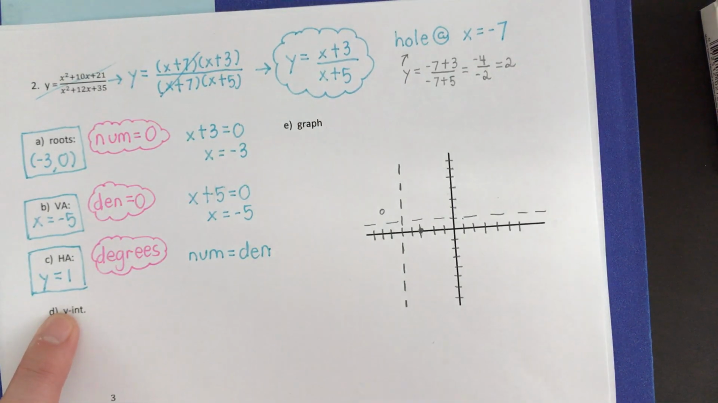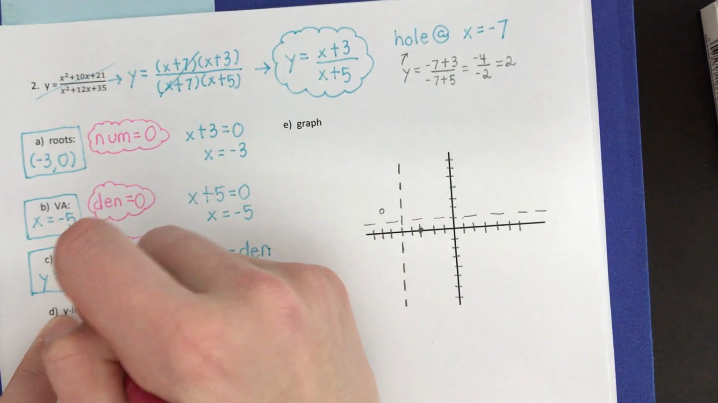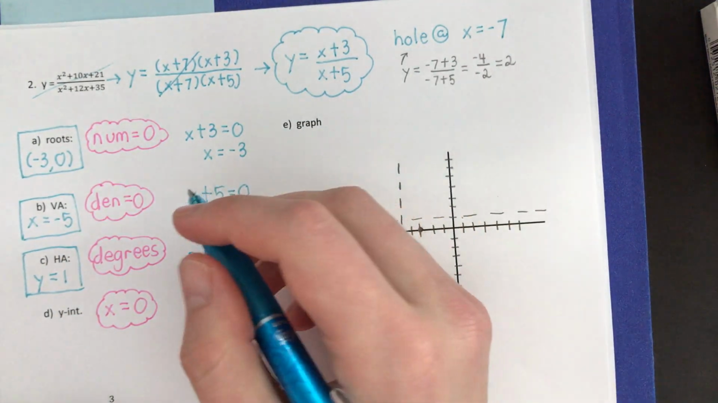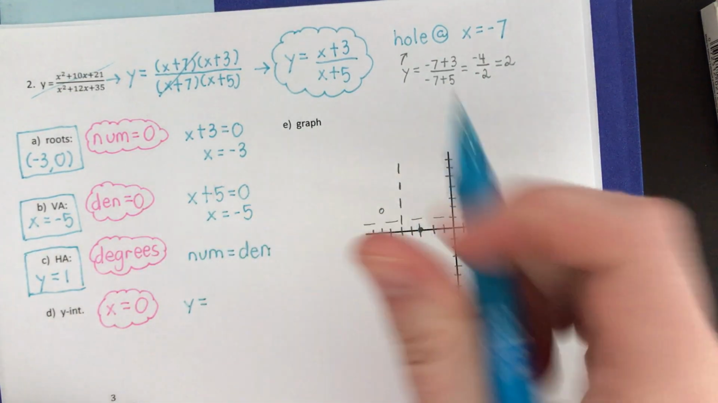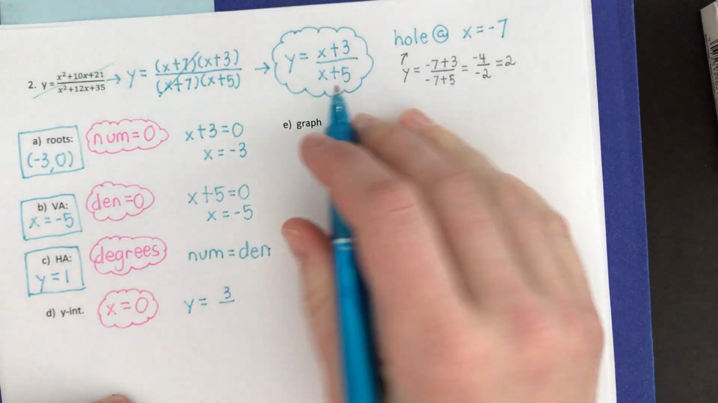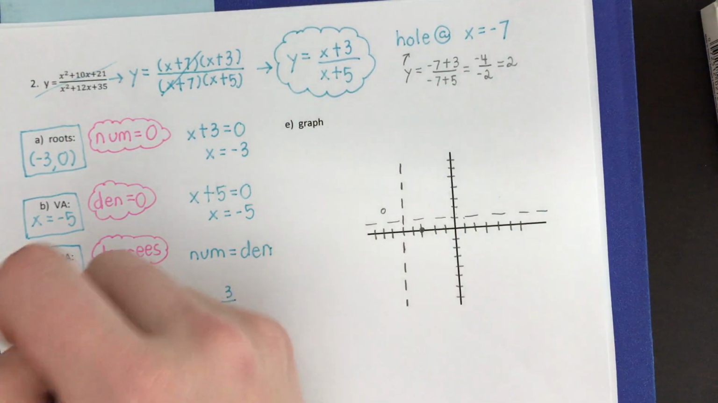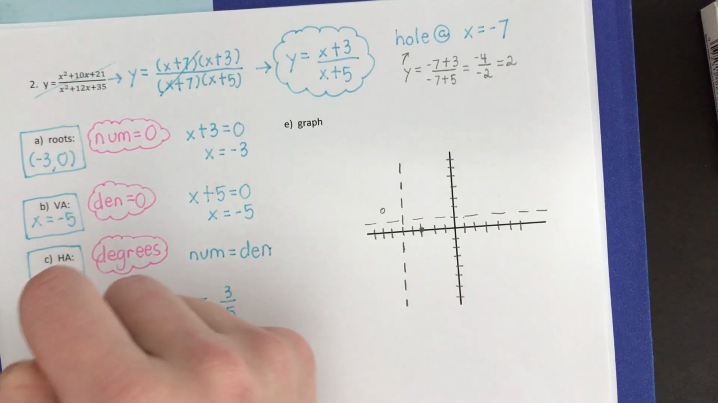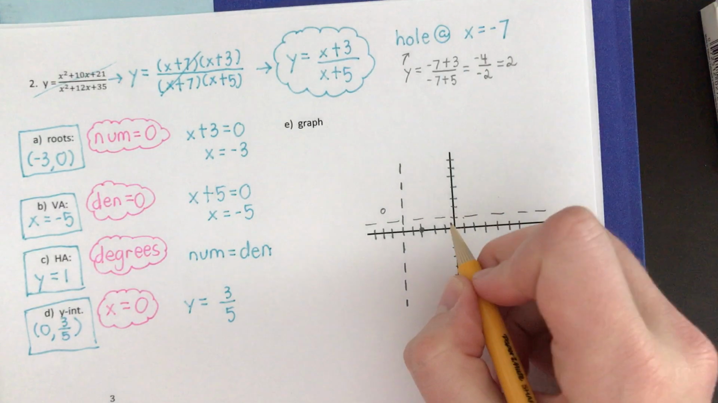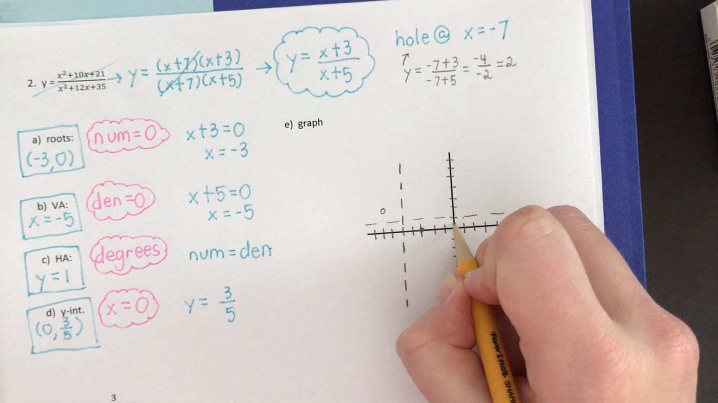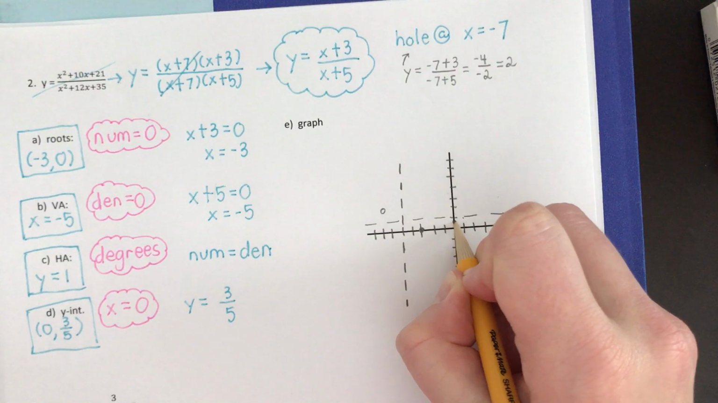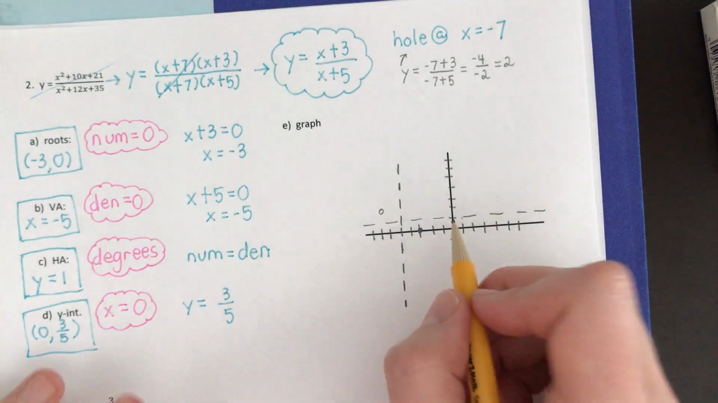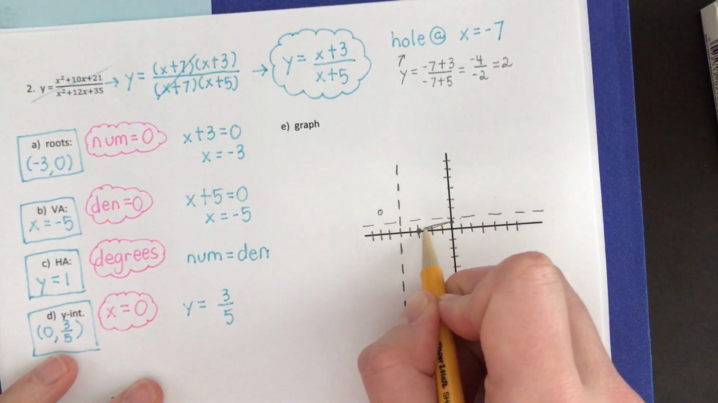Okay, and last but not least, y-intercept. X equals 0, remember? Set the other variable equal to 0. So y equals 0 plus 3 is 3 over 0 plus 5 is 5. So 0, 3/5. Alright, so plot that point. It's going to be a little tricky. It's about as good as it gets out there. Okay, so I can tell for sure this graph is going to do this.